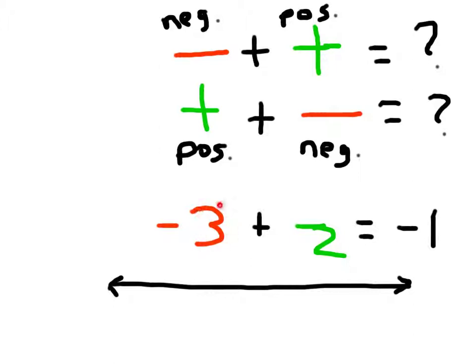Because the negative number right here is bigger than that 2 there. Now if we looked at the number line to just show you this, here's negative 3, and if we add 2 to that, we would go in this direction to negative 2 and then to negative 1, end up at negative 1. Negative 3 plus 2 is negative 1. Let's look at some more.